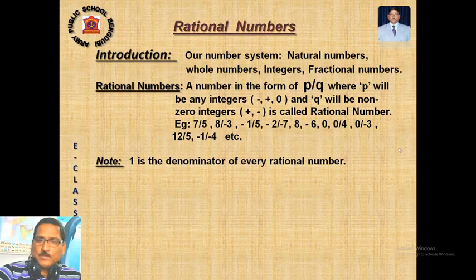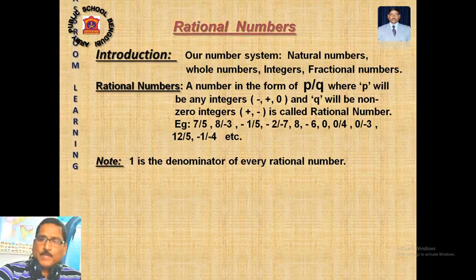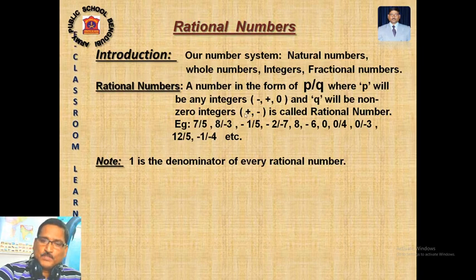Now we will study about rational numbers. What is a rational number? A number which can be represented in p by q form, where p will be any integer, that means negative, positive or 0, and q will be a non-zero integer, that means either positive or negative, is called a rational number. Examples: 7 by 5, 8 by -3, -1 by 5, -2 by -7, 8, -6, 0, 0 by 4, 0 by -3, 12 by 5, -4 by -1 by -4, etc.